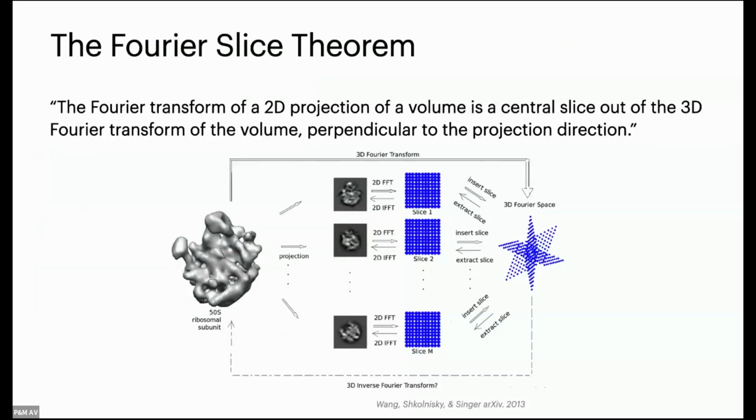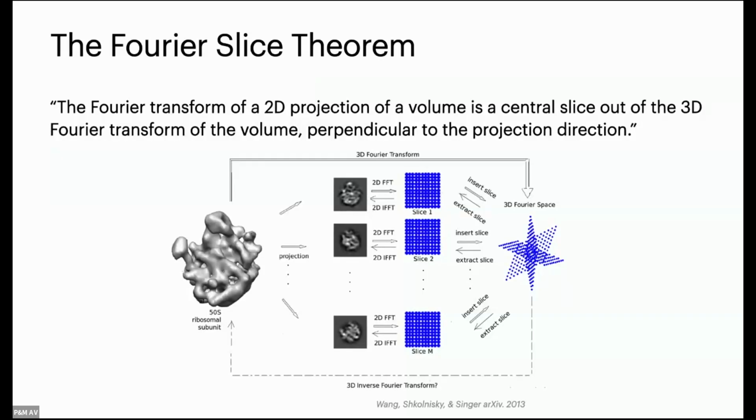And just to give you a high-level intuition on how these algorithms work, most of these methods are done in the Fourier domain, since we have the Fourier slice theorem, which states that the Fourier transform of a 2D projection of a volume is a central slice out of the 3D Fourier transform of the volume, where the orientation of the slice is perpendicular to the projection direction. And so this suggests a way of reconstruction, given some initial volume. These methods typically operate with iterative EM, or expectation maximization, algorithms.